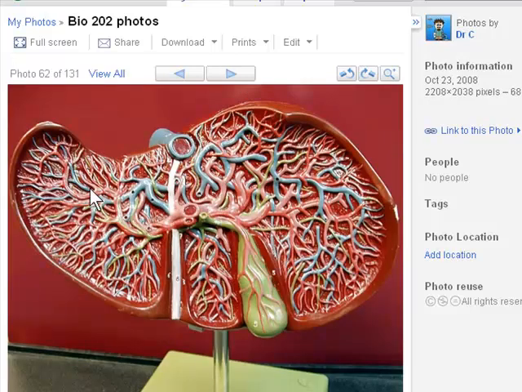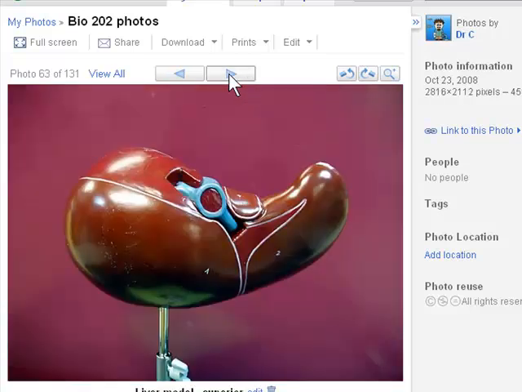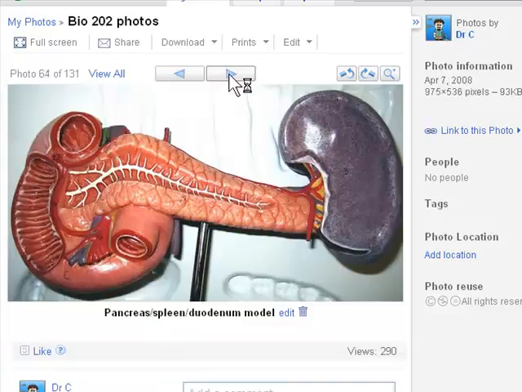So here is liver on a stick. Again, hepatic vein, hepatic portal vein, hepatic artery. This is the inferior vena cava, 2 lobes, as well as the tendon in the center. Just the other side of it.